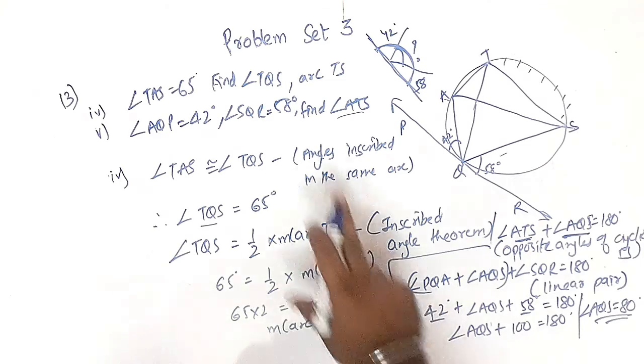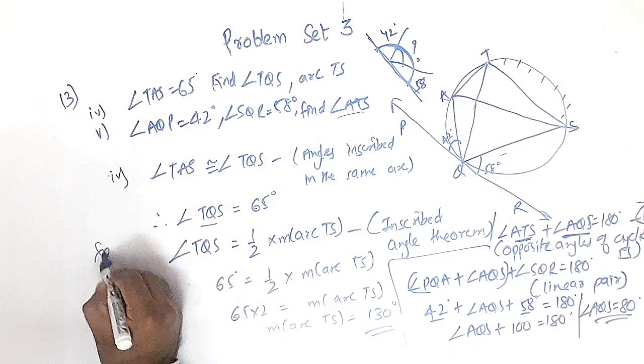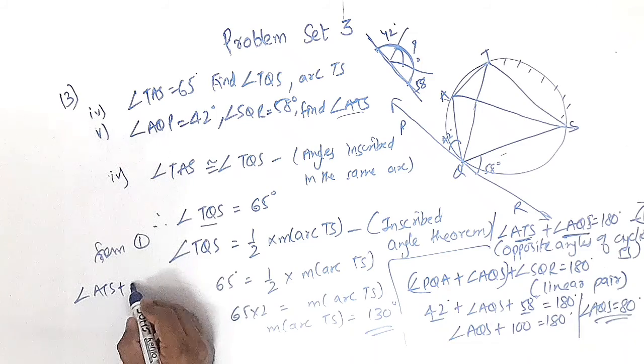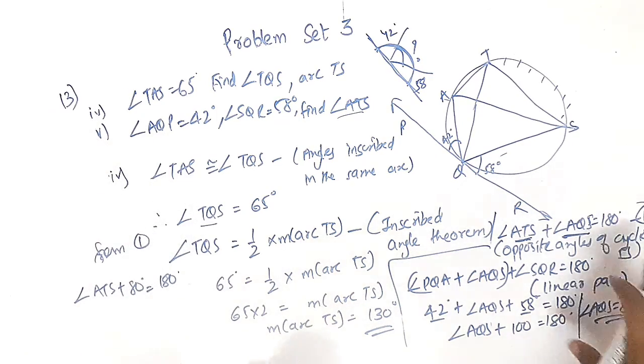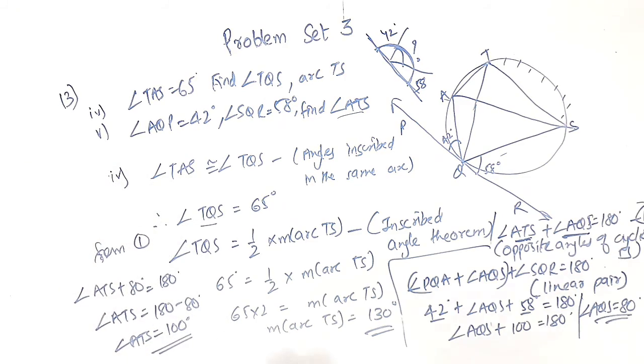Okay, so coming to ATS, this is point number 1. From 1, angle ATS plus 80 degrees is equal to 180 degrees. I am writing this point again, and instead of AQS I have written 80 degrees. So ATS is equal to 180 minus 80, so that is how much? 100 degrees. So this is how we found angle ATS. With this we finish our 13th one. Let us move on to sum number 14.